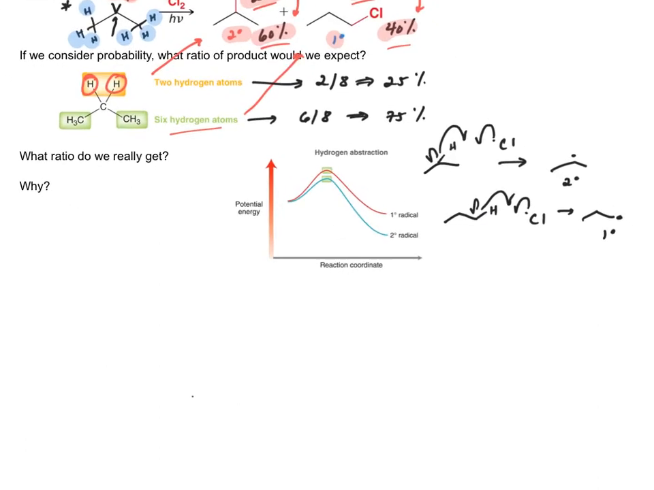So this again is going to be the intermediate species. With respect to that, we know that the secondary radical is more stable. And we also know that the structure of the transition state for both of these is going to have some sort of partial radical character, right?